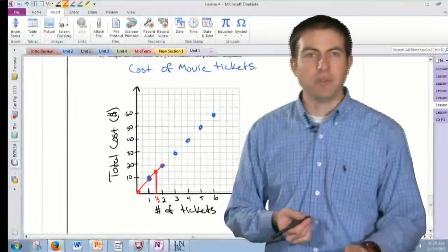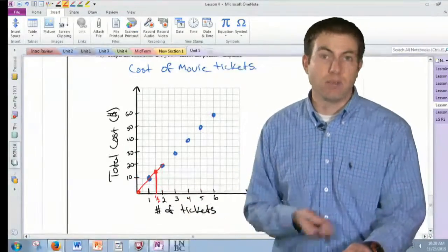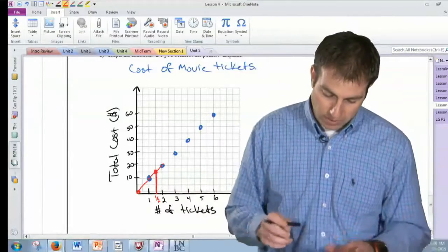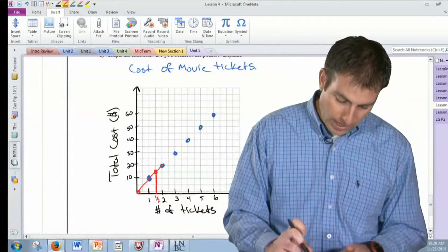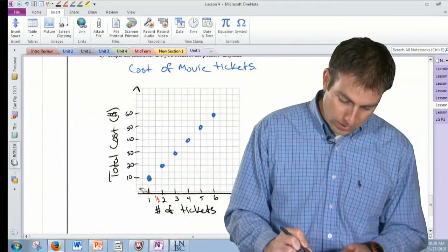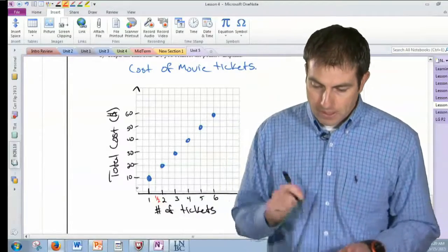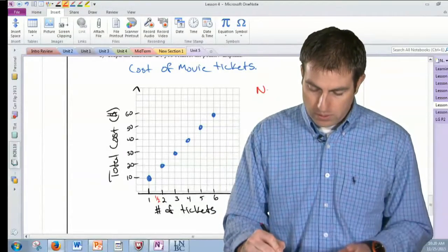Can you buy half a movie ticket? Yeah, I'd like a seat and then half a seat for my imaginary friend, or like half a seat for maybe my popcorn, something like that. You can't connect those points together. Oh no, I lost my axis. That's all right. So no, we're not going to connect the points.